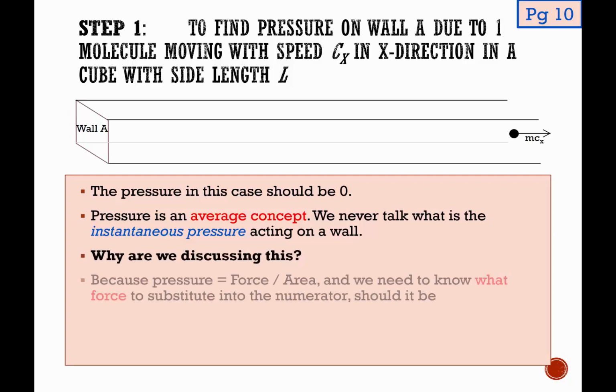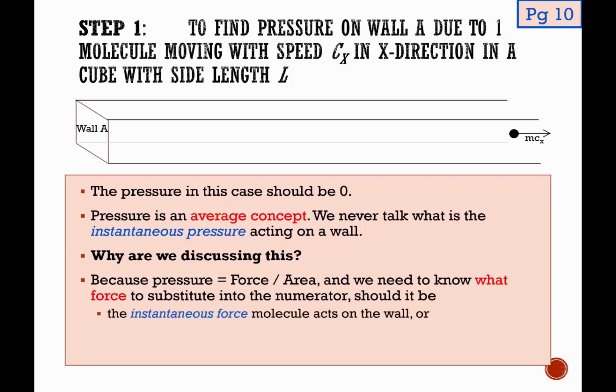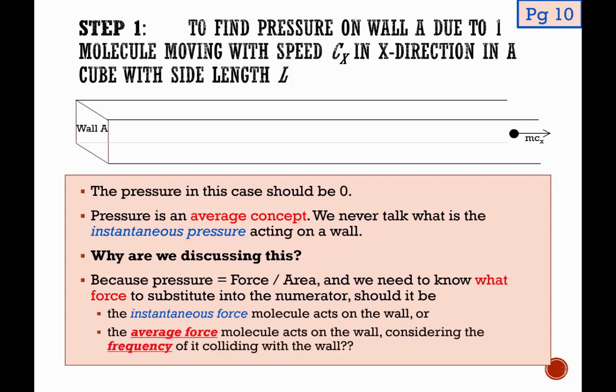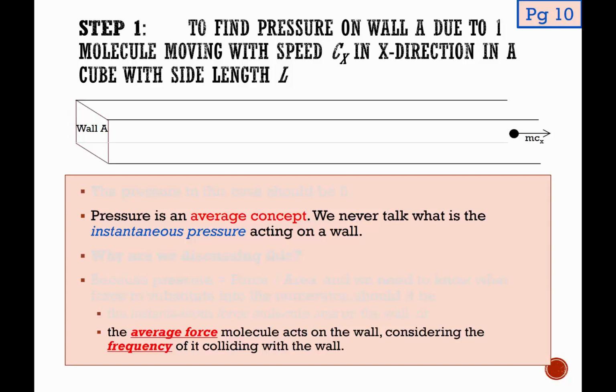Well, because the formula for pressure is actually force over area. And to know what force to substitute into the numerator, we need to know what pressure we are actually looking for. So recall, we are actually looking for the average pressure. So the force that we should substitute, should it be the instantaneous force the molecule exerts on the wall, or should it be the average force the molecule exerts on the wall, considering the frequency of this molecule colliding with the wall? So the answer should be obvious. We should be using the average force by considering how often this molecule will be colliding with the wall and therefore finding the average force in this scenario.